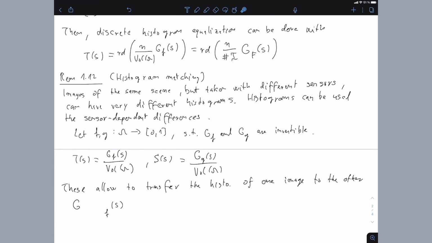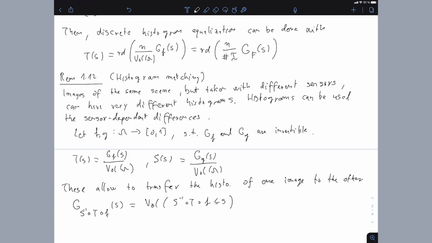Exactly. So we take the one that brings f to the uniform distribution. This should now be uniformly distributed, and since s takes g to the uniform distribution, the inverse of s should take the uniform distribution to the distribution of g. So we just apply s inverse here, and now we check that this actually does what we hope that it does.